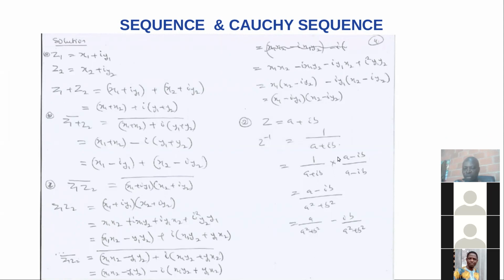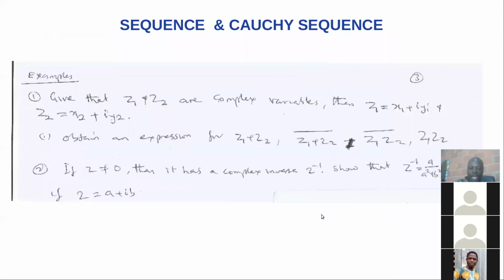By the time you perform the operation, 1 times this will give you this. a times this will give you a squared. Then i times i will give you i squared, and that will be negative because i squared is equal to minus 1. So negative times negative will give you positive. Then b times b will give you b squared. So by the time you use this to divide this now, a divided by this, we have this. Then minus ib divided by this, we have this. So that gives us the answer to this proof, showing that this is equal to this.